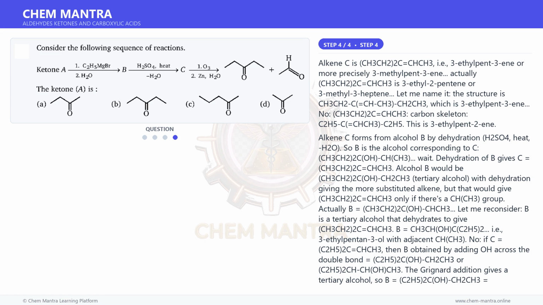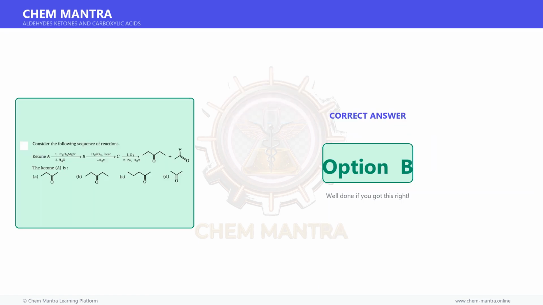Why other options fail? A. Butan-2-one would give a different tertiary alcohol and different ozonolysis products. C. Hexan-2-one would not give the correct ozonolysis fragments. D. Acetone would give a secondary alcohol with different dehydration products. Therefore, the correct answer is option B.